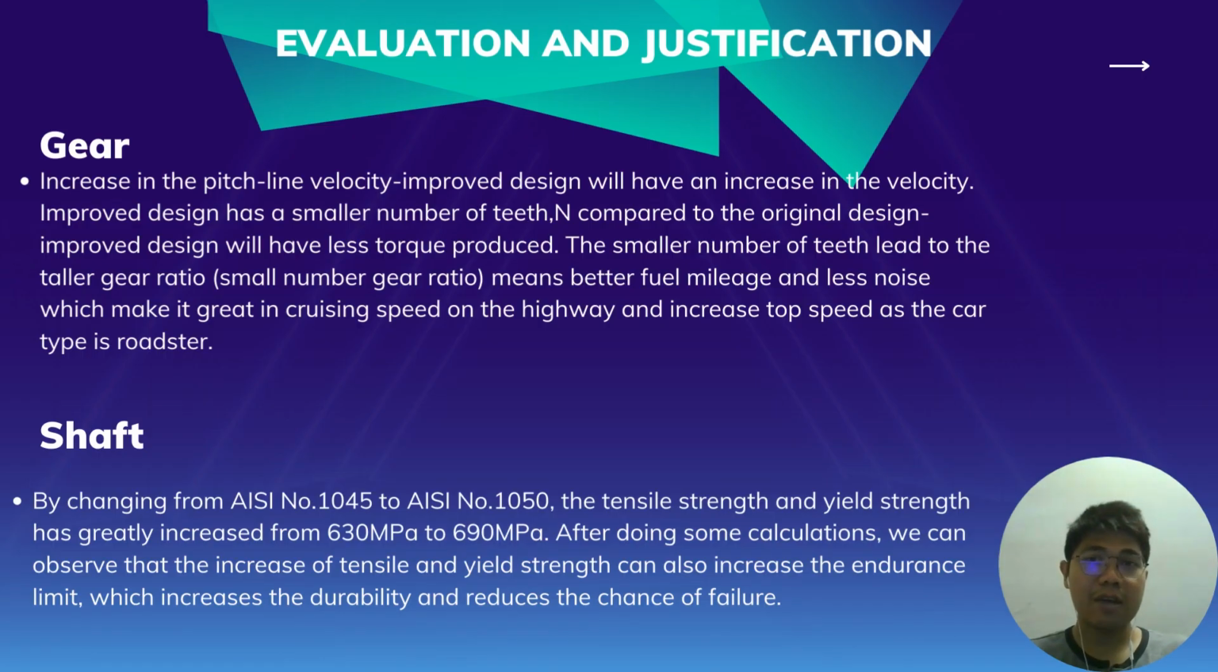Next is evaluation and justification. First, in the gear, the increase in the pitch line velocity in the improved design will have an increase in the velocity. And then the improved design has a smaller number of teeth compared to the original design. The improved design will have less torque produced, and the smaller number of teeth will lead to a taller gear ratio, which means that there will be better fuel mileage and less noise, which makes it great in cruising speed on the highway and increases top speed as the car type is roadster.